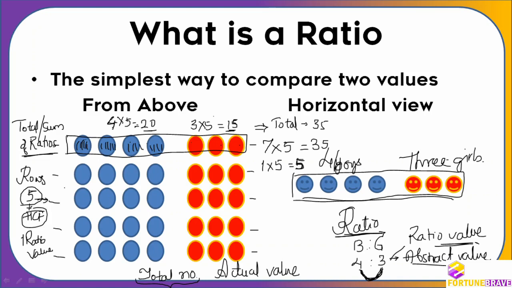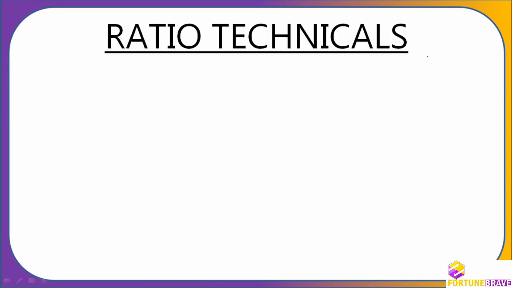So one goal in solving the questions, one goal we have to find, is this 1 ratio value. We have to find what? 1 ratio value. If I get 1 ratio value, which is the HCF of those two numbers, you will be able to solve the question. Okay. So let us go to the next ratio technicals.